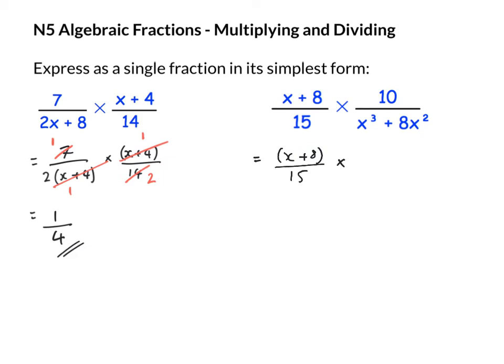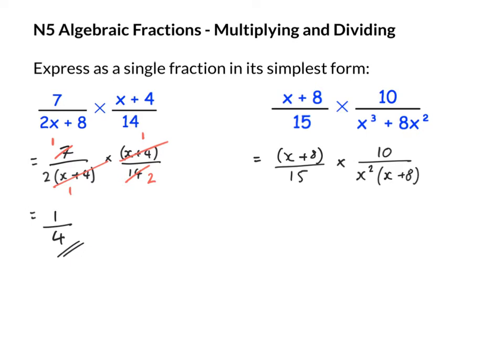15, 10, and now I've got this thing here. Well, there's x's in both of them, so I can take out an x term. However, I need to think carefully here. If I take out a single x, I'll be left with x squared and 8x. So I can actually take out x squared. X squared times x squared times 8.